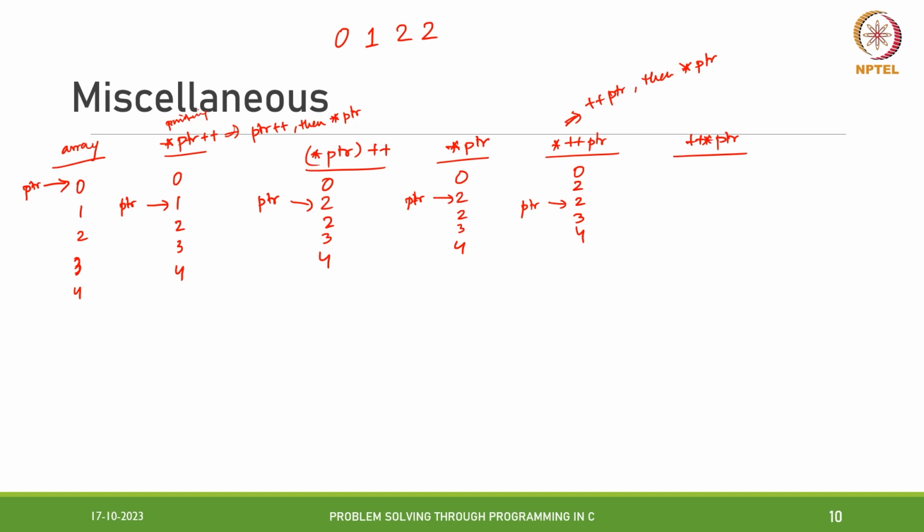So even if you write it like this or like this, it's the same thing. The operator precedence does not change. So this is still plus plus PTR and then star PTR. This is what will happen. So plus plus PTR, what will that do? That will make your pointer point to the fourth element instead of the third.